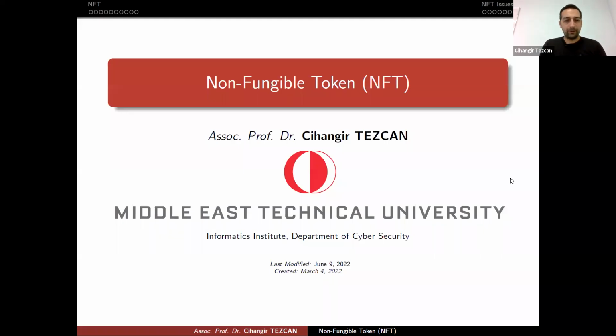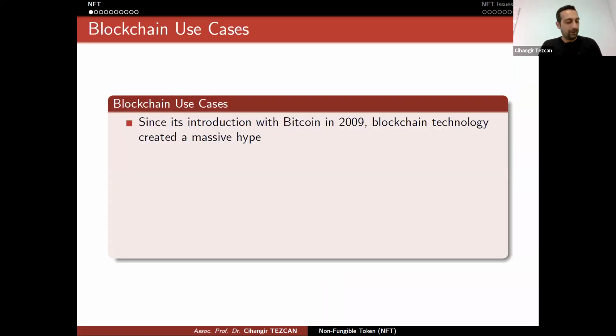All right. Now our topic is non-fungible token NFT, which is very famous these days. So before moving on to NFT, let's look at blockchain use cases. Since its introduction with Bitcoin in 2009, blockchain technology created a massive hype. Some people said that this is the biggest invention since the internet. So there was a huge hype.